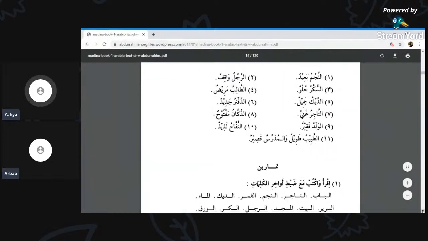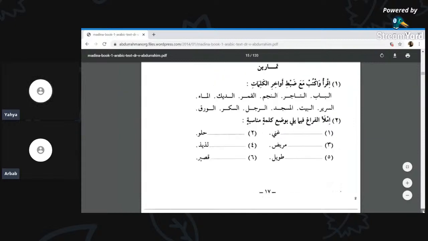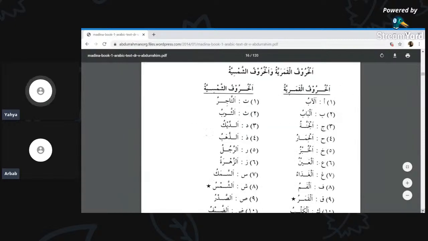Right. So far we've spoken about the asma'ul ishara. We've mentioned the huruf al-jar. Here we have the al-huruf al-qamariyatu wal-huruf al-shamsiyatu. So we have the moon letters and the sun letters. If you look on the right-hand column, al-huruf al-qamariyatu, these are 14 of the moon letters.